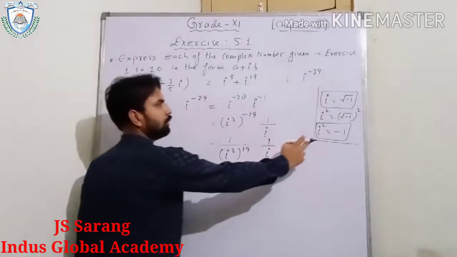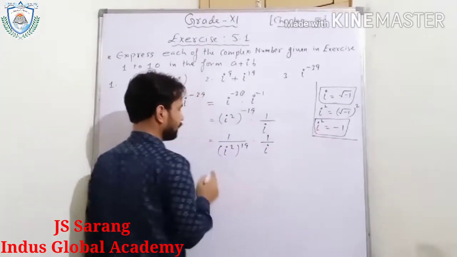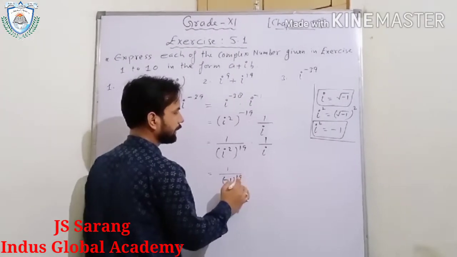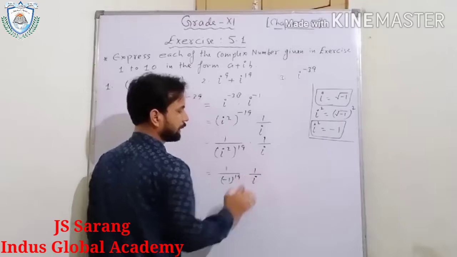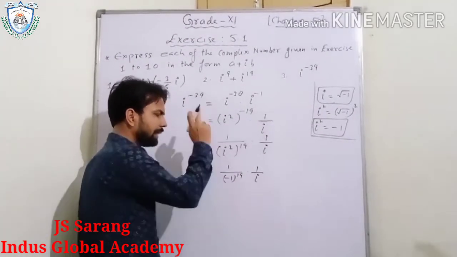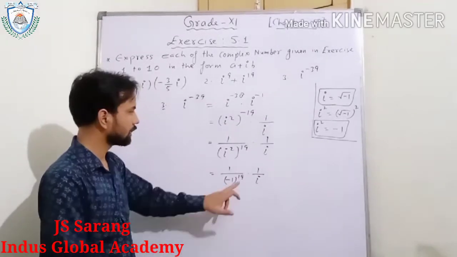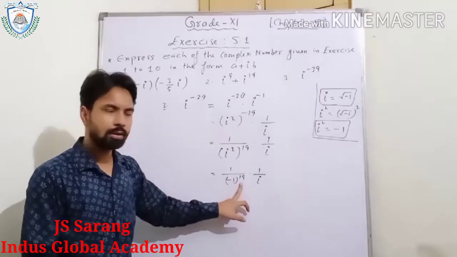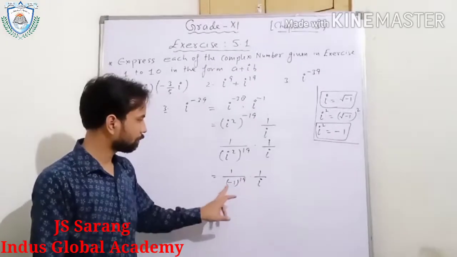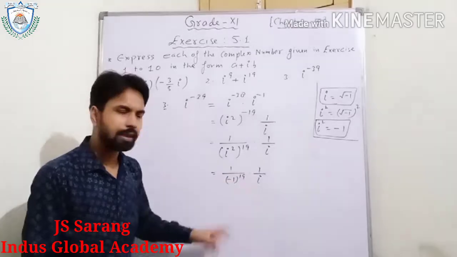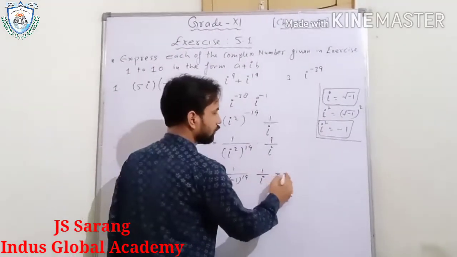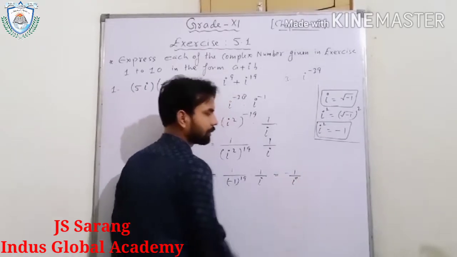i squared, we know the value of i squared is -1. So we have to put here 1 upon (-1) to the power 19 into 1 upon i. Hope it is clear. Now see, (-1) to the power 19 is -1, because 19 is an odd number, so the result will be negative, and 1 to the power 19 gives you 1, and minus is here, so the result will be -1. So -1 multiplied by 1 upon i will be -1 upon i.